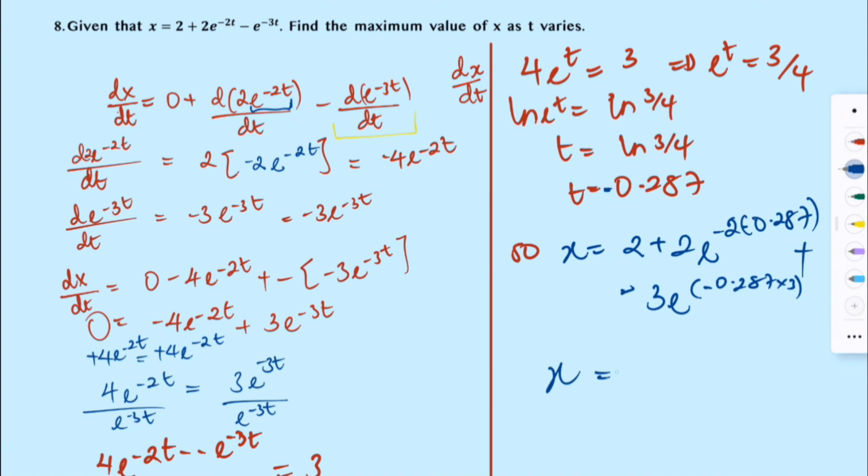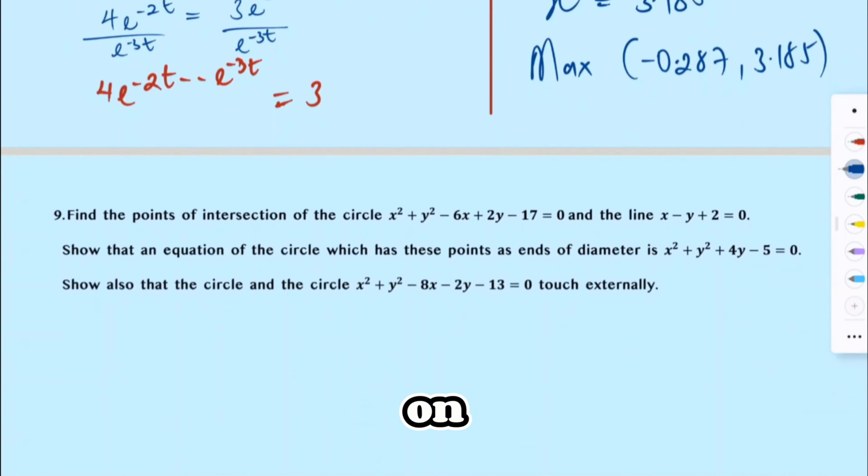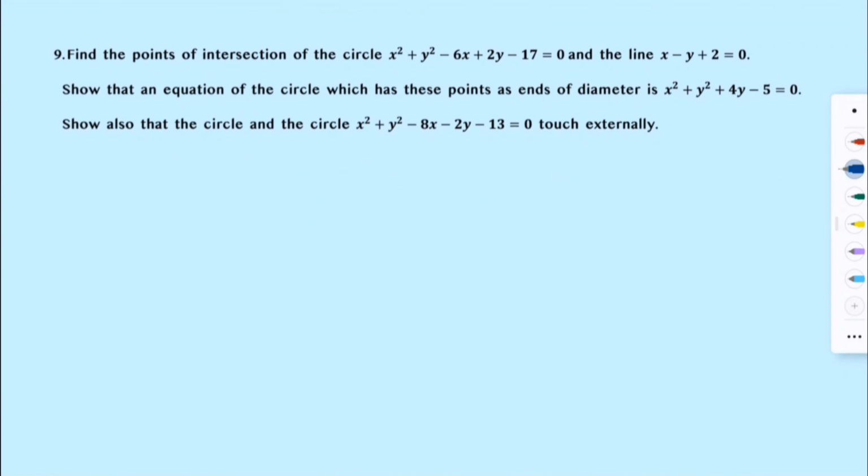So x would be equal to 3.185, and therefore the maximum value occurs at negative 0.287, 3.185. There we go. Let's move on. Question number 9.